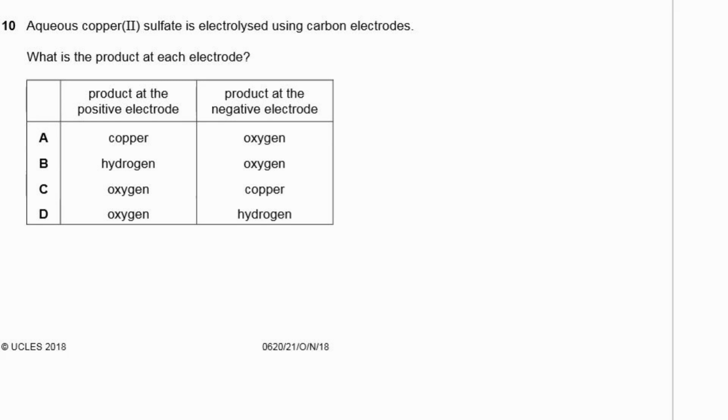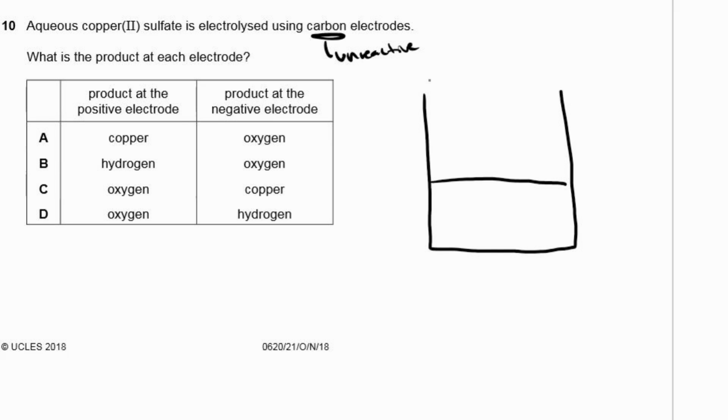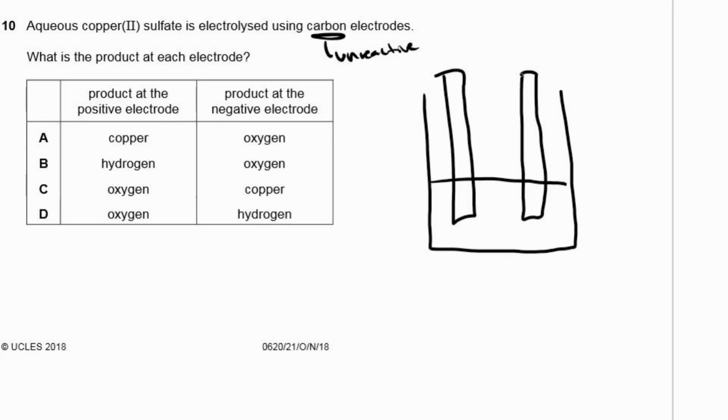In question 10, aqueous copper(II) sulfate is electrolyzed using carbon electrodes. So that means unreactive. Okay, so you're not having any reaction from the electrodes. What is the product at each electrode? Okay, so we have our cell, we have our electrodes, we have one positive, one minus, doesn't matter which one's which.